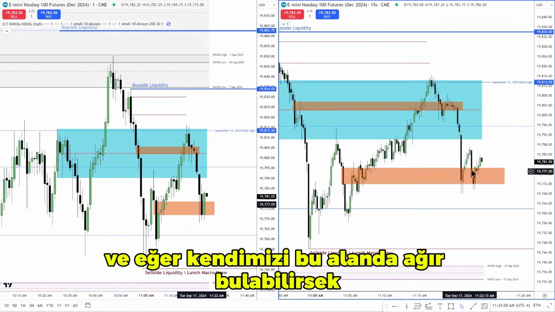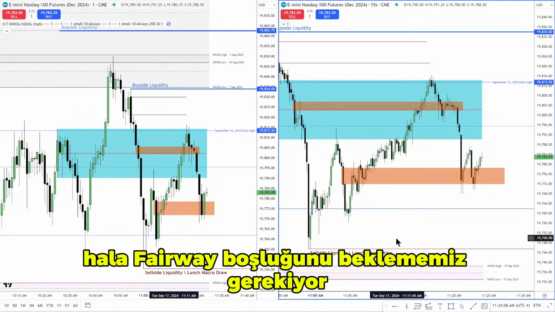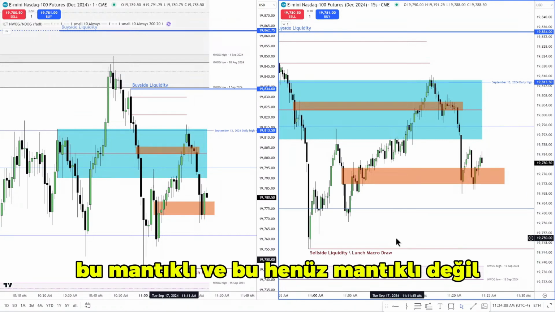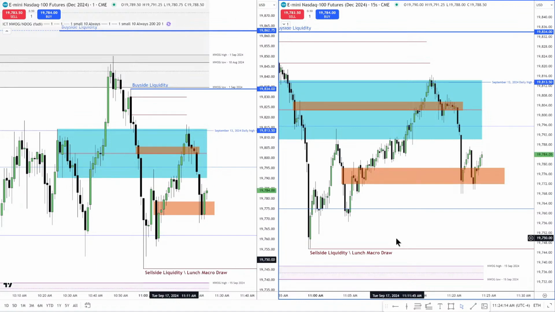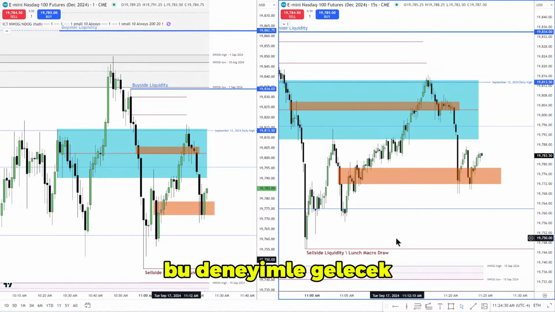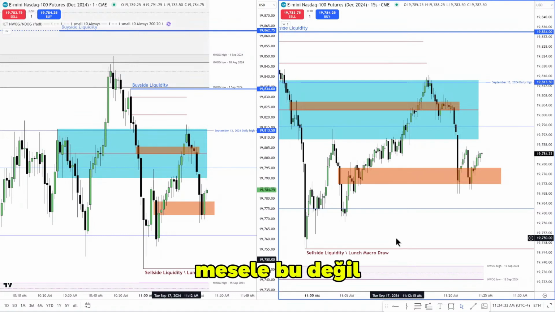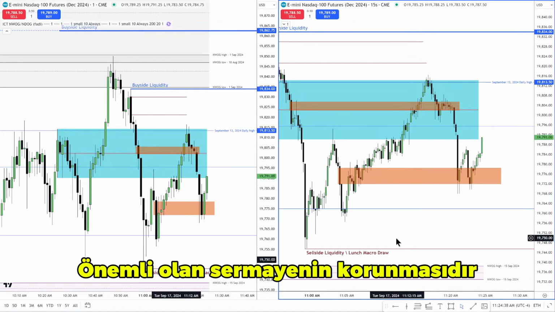And if we can find ourselves heavy in this area, that should allow for a run to get to the sell side. We still have to wait for the fair value gap that makes sense, and that isn't making sense yet. It's got to still work out the creases. So knowing how you can fail, knowing how you can lose money, identifying it and saying, no, this isn't it, that's going to come with experience. It's not a matter of going out there and trying to trade everything and make money. The main thing is capital preservation.